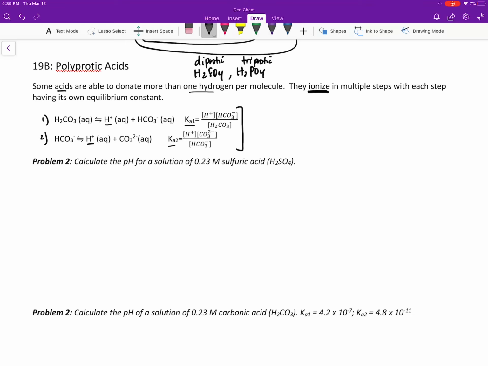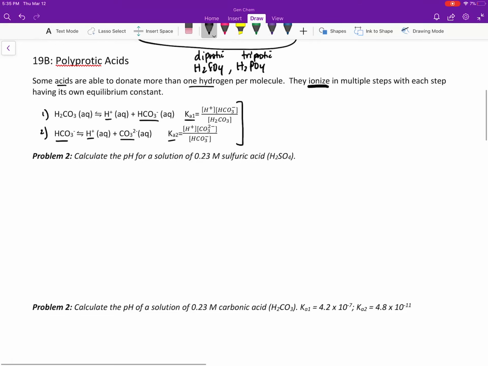It can lose one proton to form bicarbonate ion, and then bicarbonate can lose a second proton to form carbonate ion, and they're going to have their own unique Ka1 and Ka2 values. Now, problem number 2 says calculate the pH for a solution of 0.23 molar of sulfuric acid.